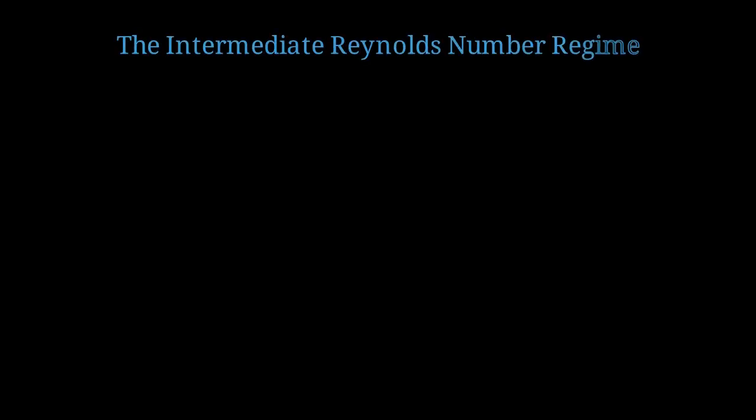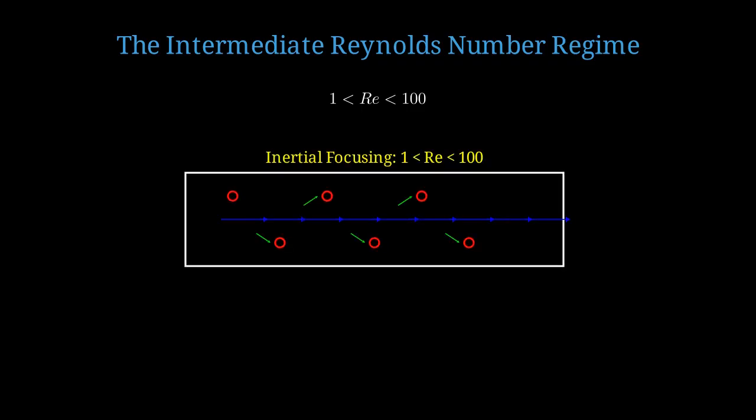In the intermediate Reynolds number regime, typically between 1 and 100, something remarkable happens. Inertial effects become significant, but not dominant. We're talking about Reynolds numbers between 1 and 100. This is the sweet spot for inertial focusing. Now particles migrate across streamlines to specific equilibrium positions. Those green arrows show the lateral migration. Particles that start at random positions all move toward these equilibrium points.